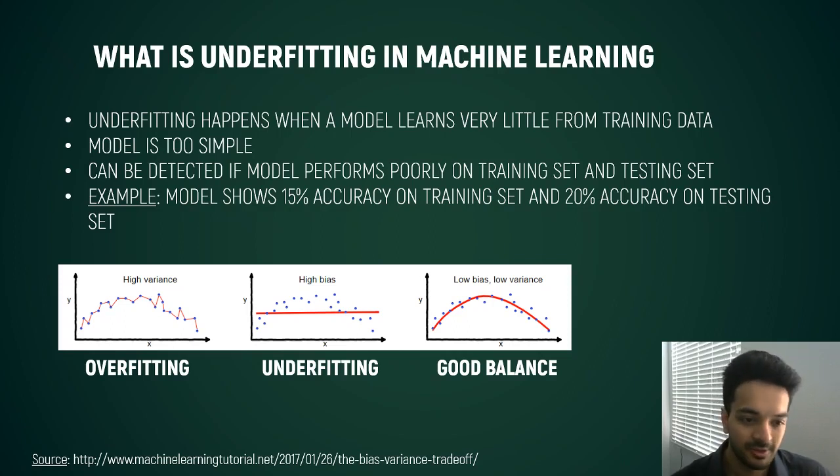So in the image below, you can see overfitting happens when the model learns too much and all the noise is captured. It's fit too perfectly. Underfitting is when it essentially does not learn anything. And a good balance would be when you're able to understand the underlying pattern and you're able to ignore the noise and random fluctuations.